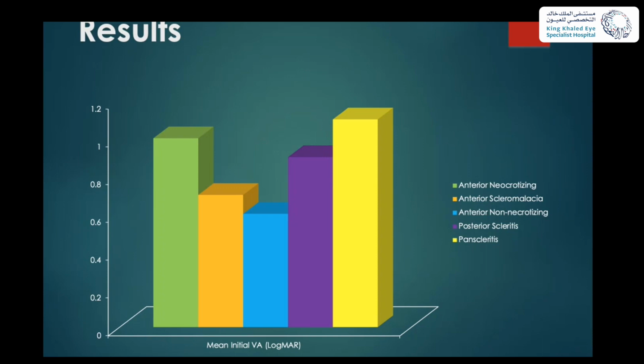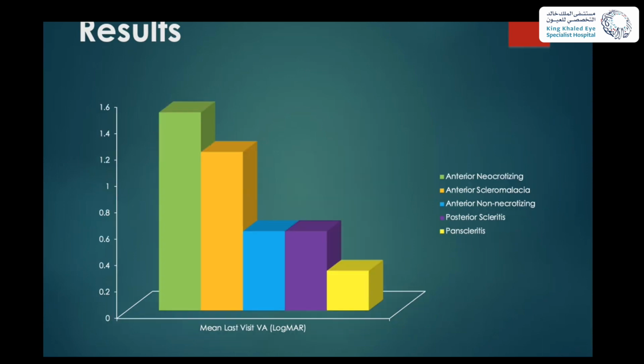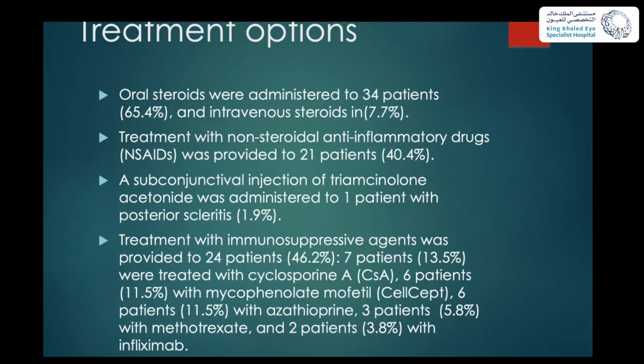Posterior and bad scleritis usually present with poor visual outcome, and they also end up with poor visual acuity in posterior scleritis. Most anterior non-necrotizing cases stay as they are and do not affect visual acuity. In that series, most cases were started on oral steroid, which is still current practice. Non-steroidals were started in 40%. Subconjunctival injection was done in one case only, which was acceptable at that time, but nowadays it is not as acceptable as before.